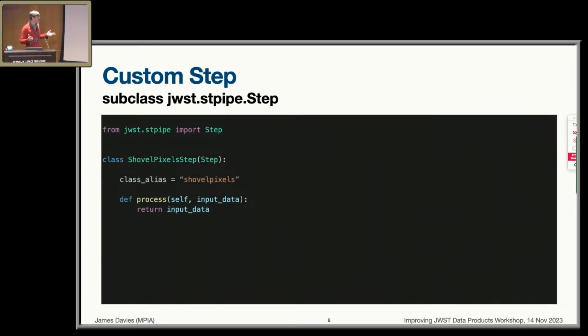So a custom step, Howard already showed you this. This is the bare minimum for a step that will run with JWST data. We're shoveling pixels here in some random way, I'm not sure. But the important thing is that it has a name. I've subclassed step, and I have a class alias, and it has a process method. In this case, it takes your input data and just returns it back to you.